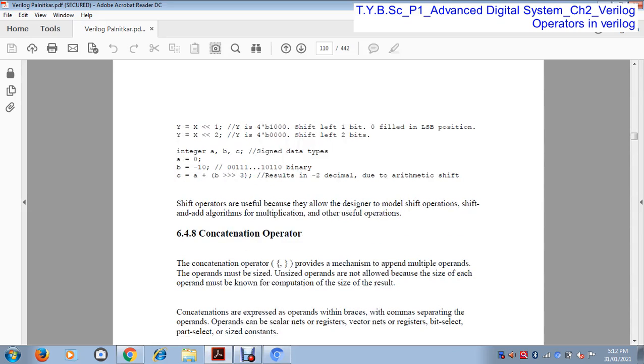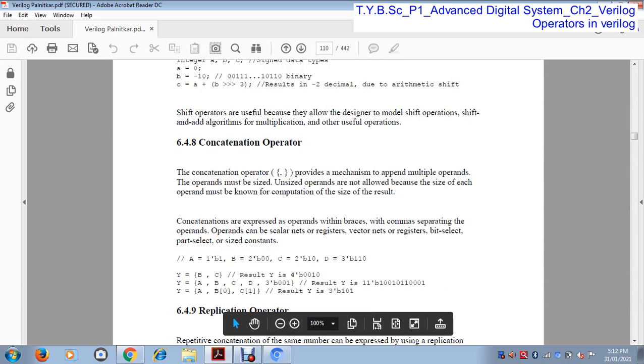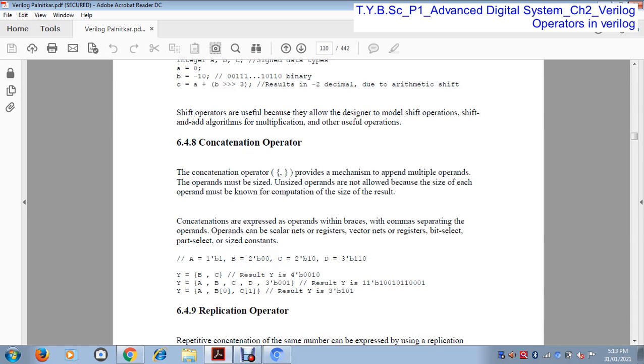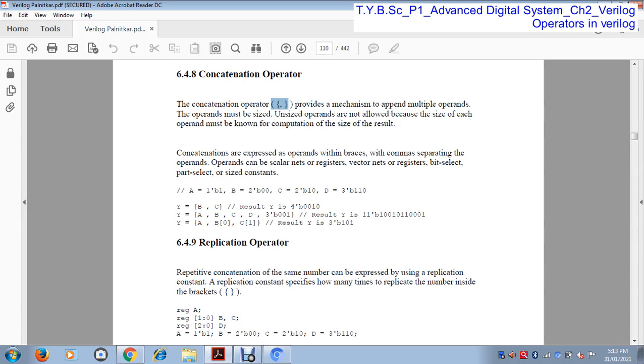Okay. Now the next is the concatenation operator. What is the concatenation operator? The concatenation operator provides the mechanism to append multiple operands. So when there are multiple operands, we use the concatenation operator. The operands must be sized. Unsized operands are not allowed because the size of each operand must be known. Concatenation is expressed as operands within brackets. The concatenation operator is always defined in curly brackets.